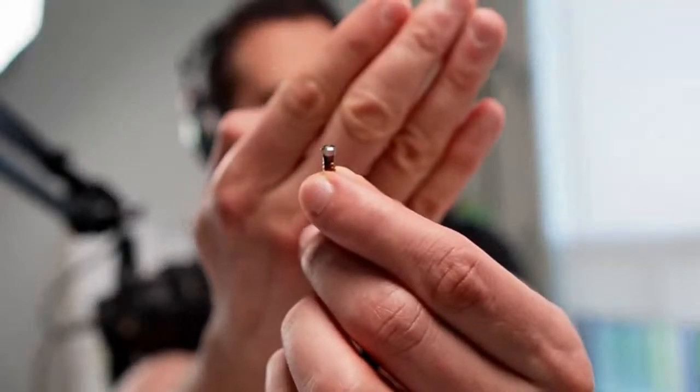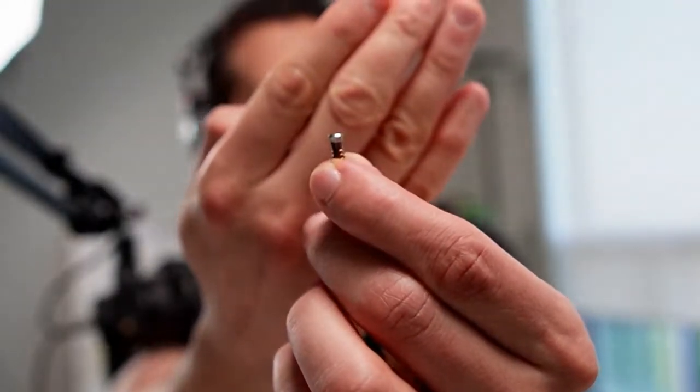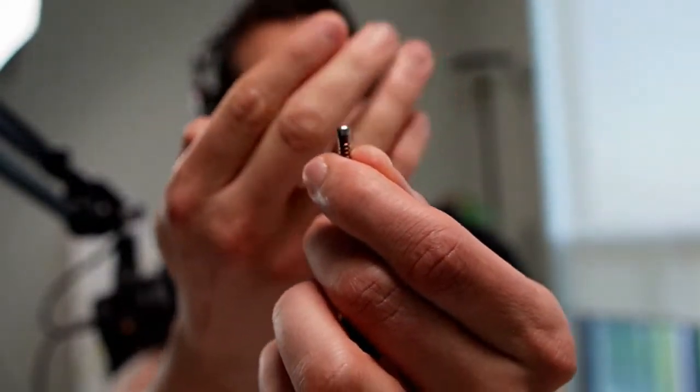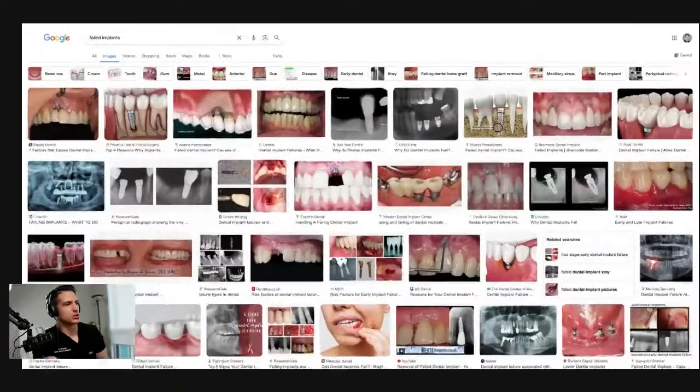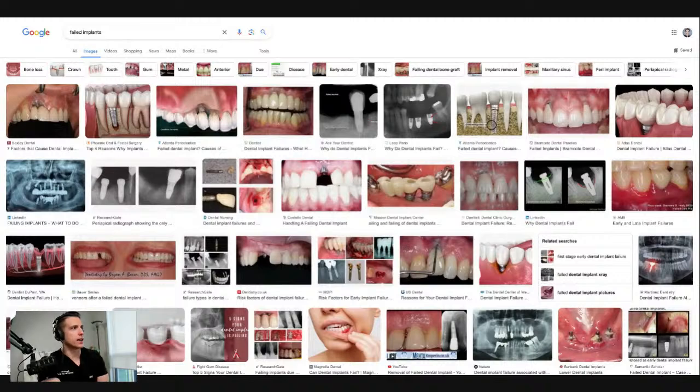Now, this here, as you can see right here, is a beautiful implant. This goes inside the bone, and obviously then you get a crown on top, and it looks really good. Now, how did it fail? If you go to trusty Google and you type failed implants, what you see, my friends, are several images.